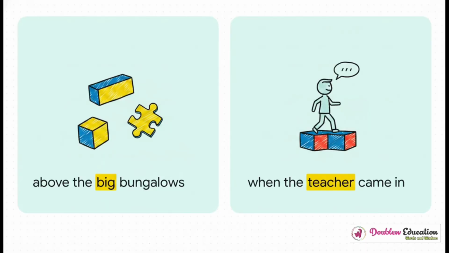Have a look at your screen. We've got two groups of words here. On one side, above the big bungalows, and on the other, when the teacher came in. Now, both of these can be parts of a sentence, right? But one is a phrase, and the other one is a clause. Any guesses what the big difference is? It's just one simple thing.